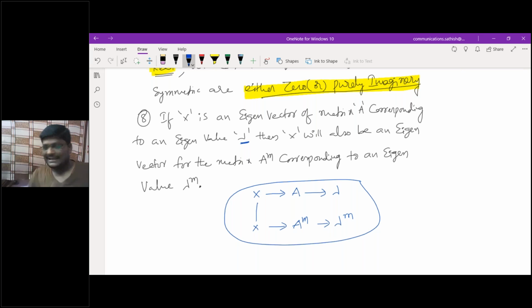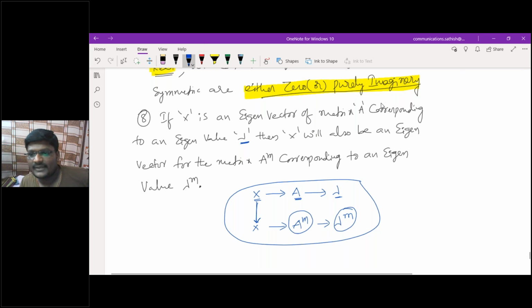You got my point? X is an eigenvector of some matrix capital A corresponding to the eigenvalue lambda, and the same vector X is an eigenvector of the other matrix A power m, with the corresponding eigenvalue lambda power m. The vector does not change, the matrix changes and the eigenvalue changes. That point you have to keep in your mind. Are you able to follow me or not?